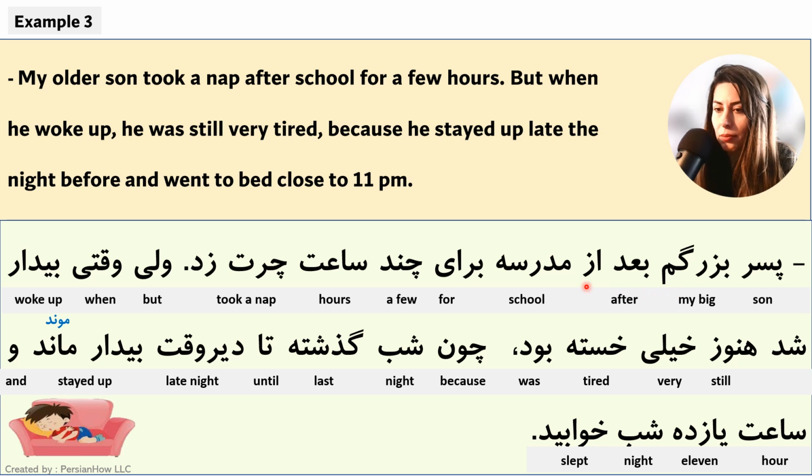پسر بزرگم بعد از مدرسه برای چند ساعت چرت زد. ولی وقتی بیدار شد هنوز خیلی خسته بود. چون شب گذشته تا دیر وقت بیدار موند و ساعت 11 شب خوابید. Remember again the pronunciation of va in the spoken language changes to like an u. بیدار موند و ساعت 11 شب خوابید.